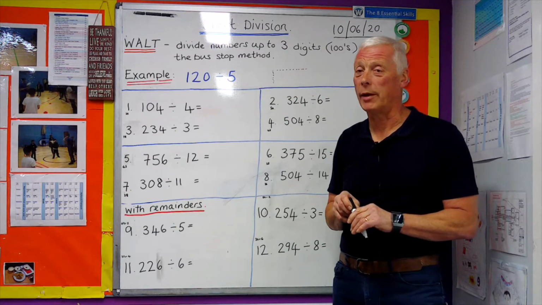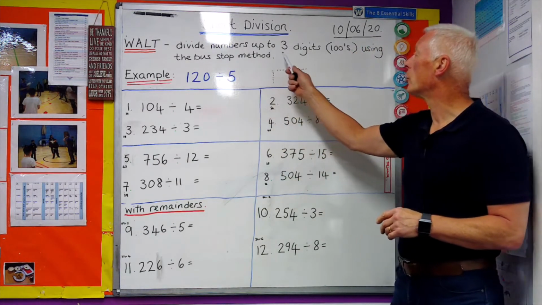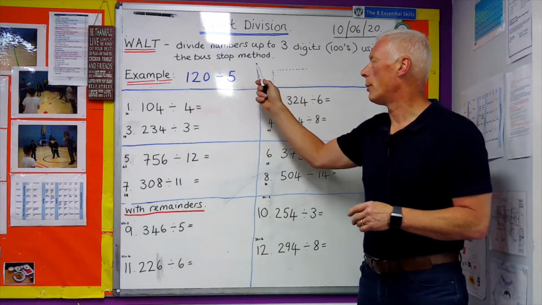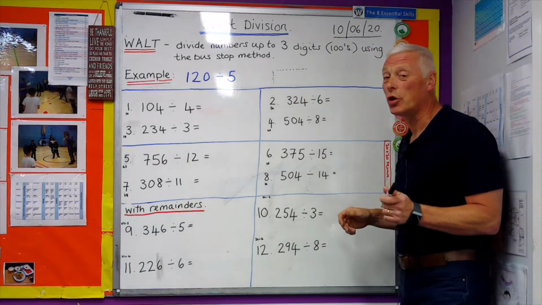Okay. Now what we'll be doing today is learning how to divide numbers up to 3 digits, so up to the hundreds, using the bus stop method. What is the bus stop method, you ask yourself? Well, in that case I shall show you with an example.